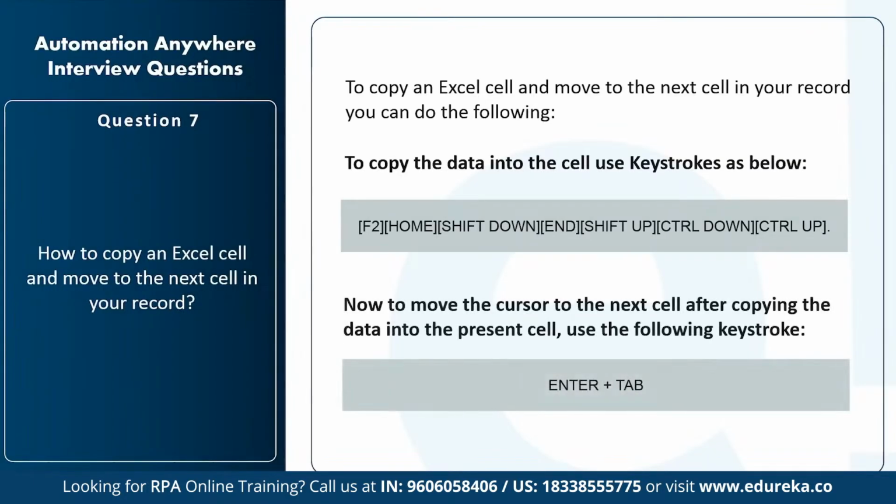And then you can move the cursor to the next cell after copying the data into the present cell using the keystroke Enter plus Tab. So basically guys, you can use the keystrokes to copy an Excel cell and move to the next cell in your record after mentioning the data into this present cell. So guys, that was about this question.